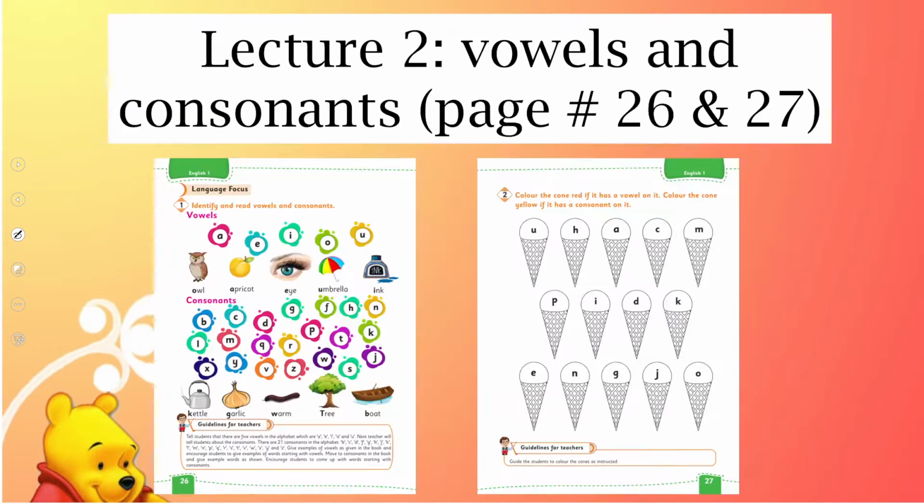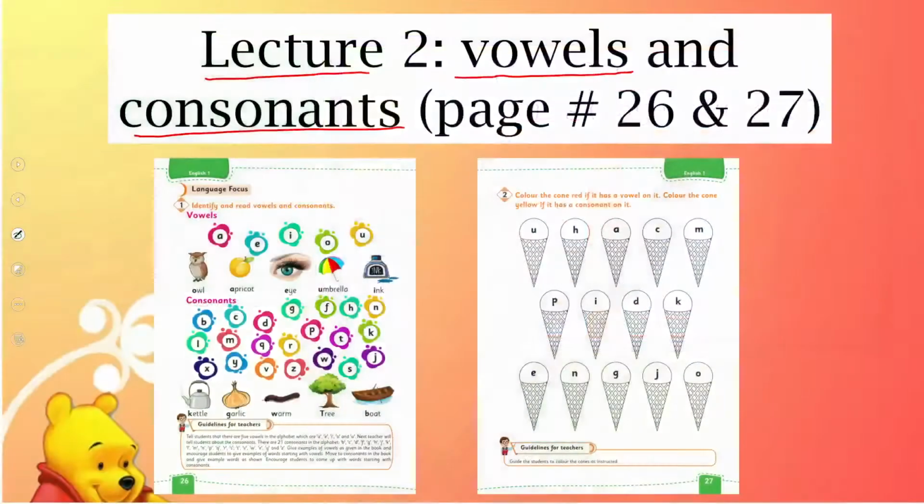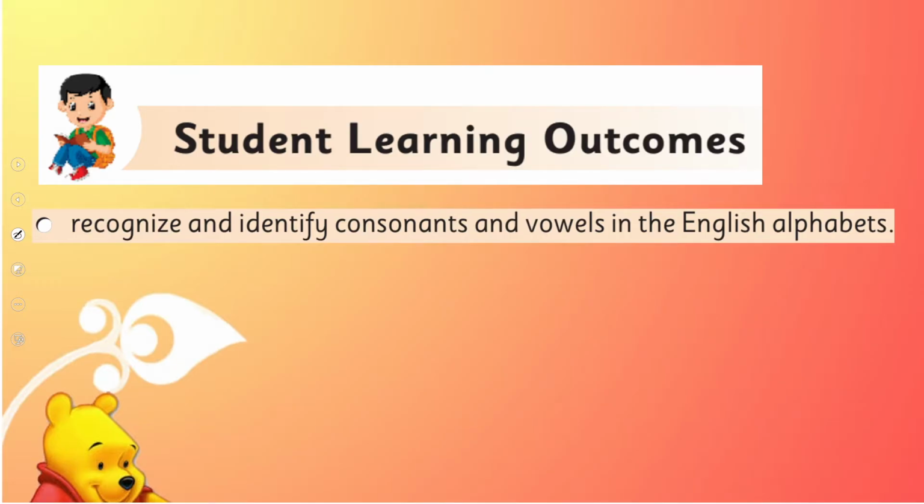Yes, my dear children. Today's lecture 2, we learn about vowels and consonants, and we'll cover page number 26 and 27 of your book. Before this, in your English primer, you have studied about vowels. I hope you remember. If not, you may watch this video lecture again. And we'll learn further to cover the SLO: recognize and identify consonants and vowels in English alphabets. This is our today's SLO.